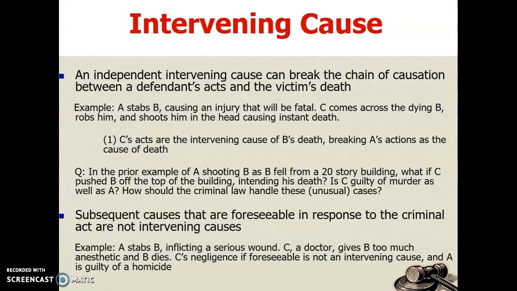Intervening cause. An independent intervening cause can break the chain of causation between the defendant's act and the death. This is a little too far out there for what I really want you to know, so I'm going to go through these next couple slides pretty quickly, but it just means that A stabs B, causing an injury that can be fatal. C comes across the dying B, robs him and shoots him in the head, causing instant death. C's acts are the intervening cause of B's death, breaking A's actions.